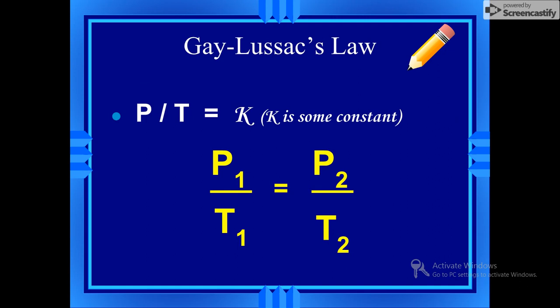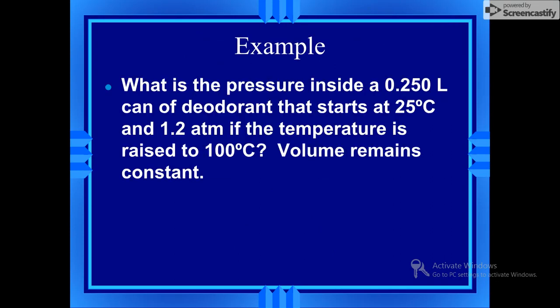So here's our equation. We have P1 over T1 is going to equal P2 over T2. You may notice all these equations are very basic. You just need to make sure you remember them. So for this equation, we have: what is the pressure inside of a 0.25 liter can of deodorant that starts at 25 degrees Celsius and an atmosphere of 1.2 if the temperature is raised to 100 degrees Celsius?